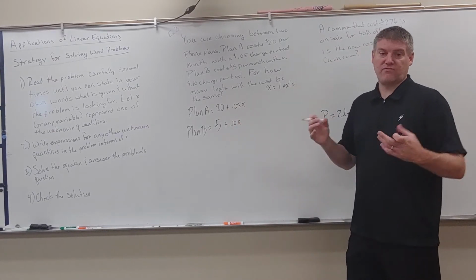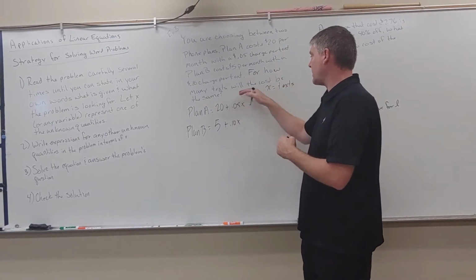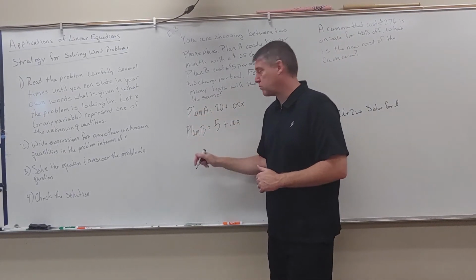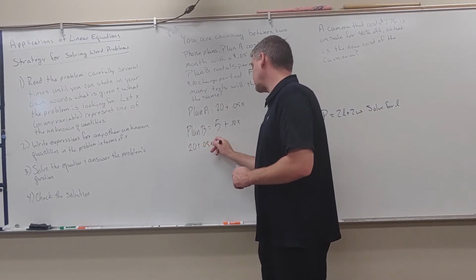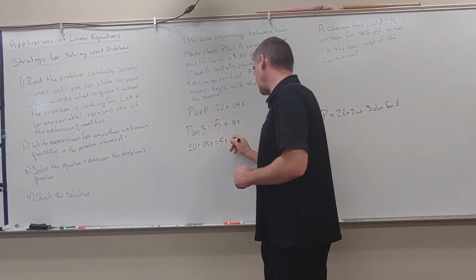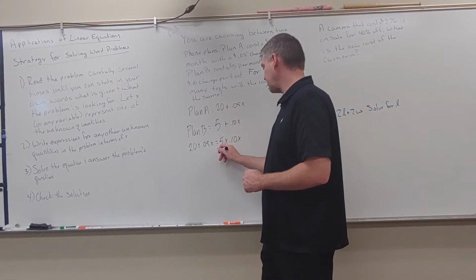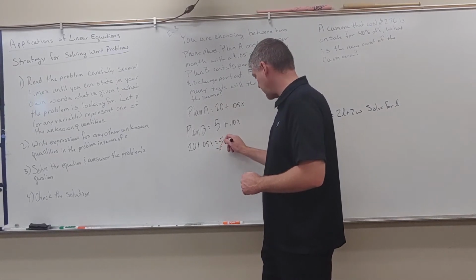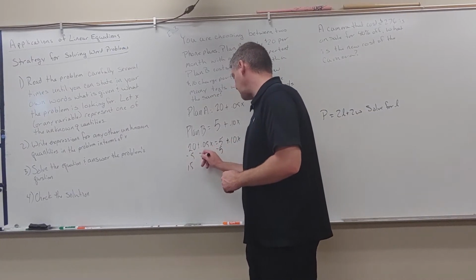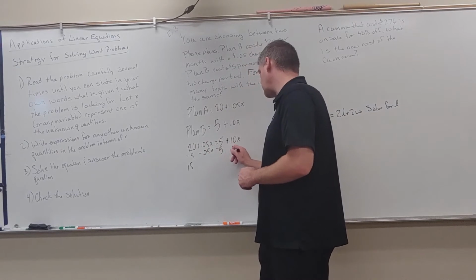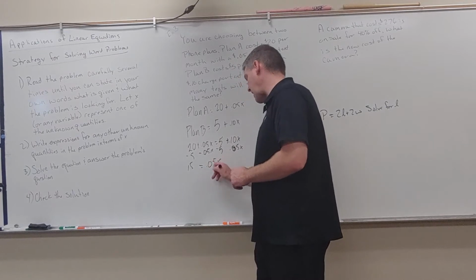And we want to find out when those are equal. So we're going to take these and set them equal because it says for how many texts will the cost be the same. So I want plan A to equal plan B. So I'm going to go 20 plus 0.05x equals 5 plus 0.1x. Okay, so now I'm going to subtract 5 from both sides, so I get 15. I'm going to subtract off 0.05x from both sides, and I get 15 equals 0.05x.